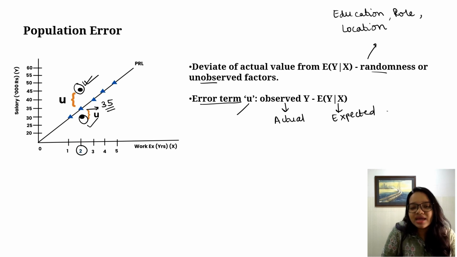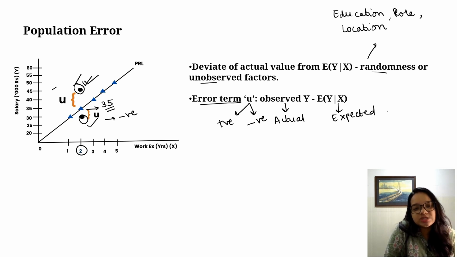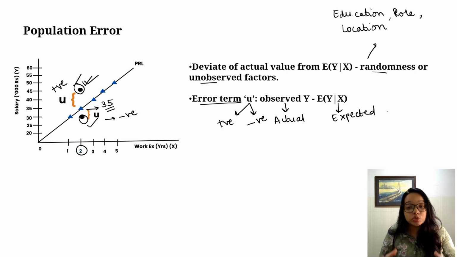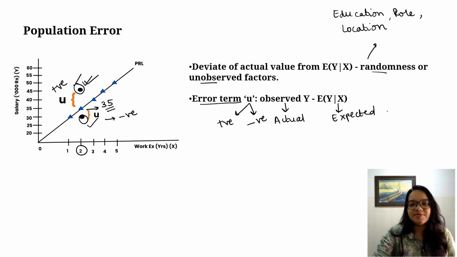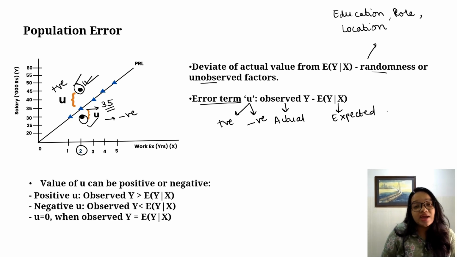And this error can be positive, it can also be negative. When is it positive? It's positive in this case, which is when your actual is more than your expected, and it's negative in this case. So it's positive in this case because your actual salary is more than expected, and you're negative when your actual is lesser than expected salary. So your error term is the vertical distance between these 2 points.